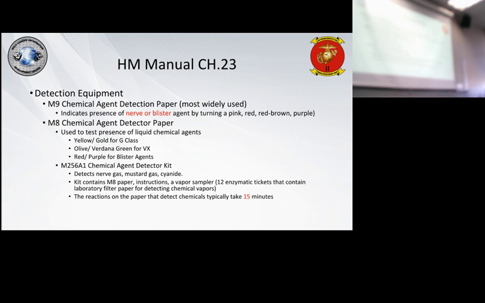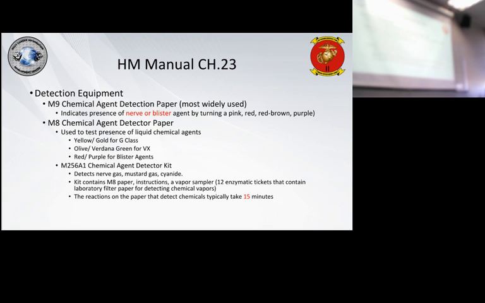Detection equipment. You have the N9 chemical agent detection paper, and it indicates the presence of nerve or blister agent by turning pink, red, brown, and purple. So I've seen it two ways for this one on the exam. I've seen it where it'll say what it was, and you have to pick what it is, and the answer would be nerve or blister. And I've also seen it where the presence of a nerve or blister agent would be indicated by, and then your choices are, you know, pink, yellow, that.